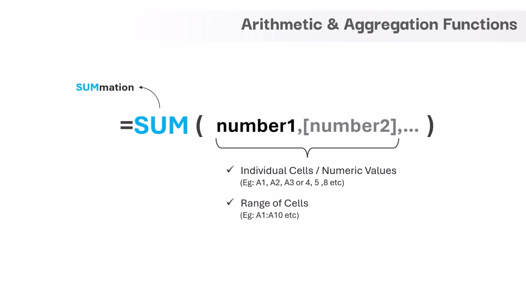You can also drag and select the range of cells which has numerical values and provide it as an input to the argument. As an example, you can select the range A1 to A10 as input. Pretty simple and easy to understand function. So let's go back to Excel and see some examples.